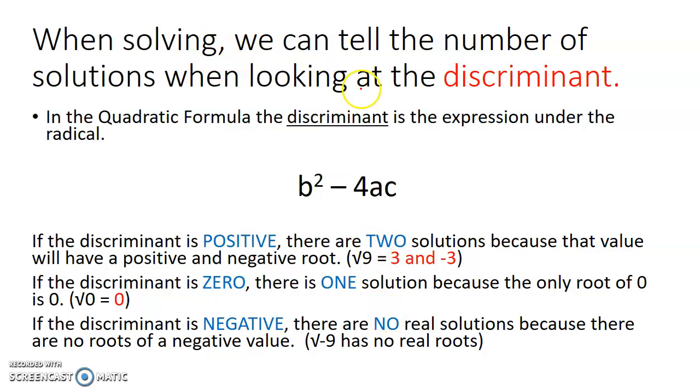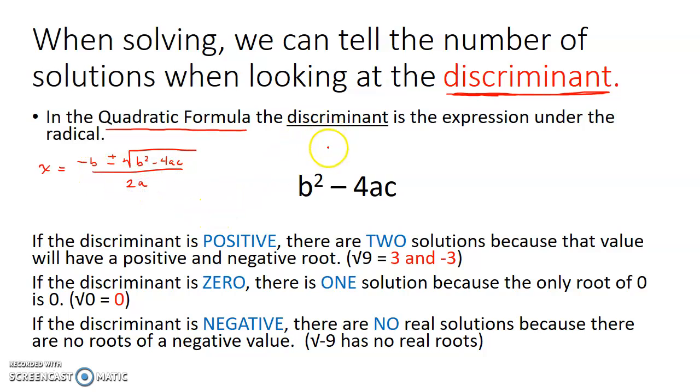When solving, we can tell the number of solutions just by looking at what we call the discriminant. That's a good vocabulary word. Let me jot that down. If we remember our quadratic formula, negative b plus or minus the square root of b squared minus 4ac over 2a, the discriminant is the expression under the radical. This is the expression we simplify, and then we take the square root of it.